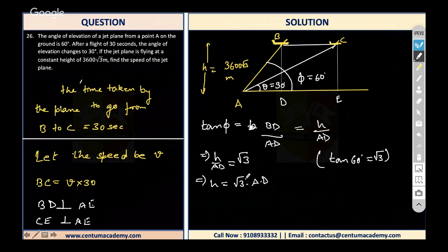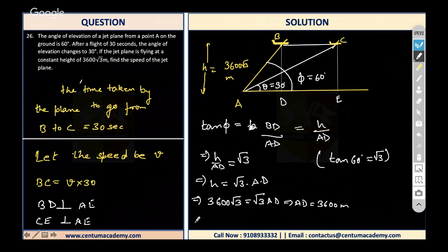Because now this implies H was 3600 root 3 is equal to root 3 AD. So this implies AD is equal to 3600 meters. AD is 3600, isn't it? 3600 root 3 by root 3, that is tan 60. Perfect. So AD you now know.